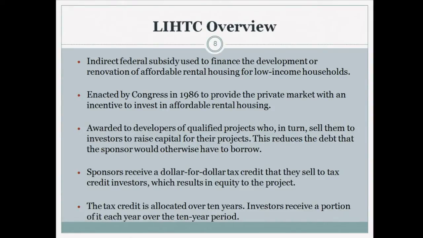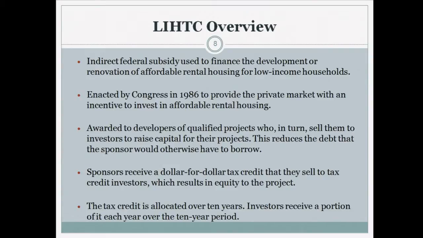The Low-Income Housing Tax Credit Overview. This is an indirect federal subsidy, and we use it to finance the development or the renovation of affordable rental housing for low-income households. It was enacted by Congress in 1986 to provide the private market with an incentive to invest in affordable rental housing. It's awarded to developers of qualified projects who, in turn, sell these credits to investors, and then the sale of those credits raises equity for their projects.